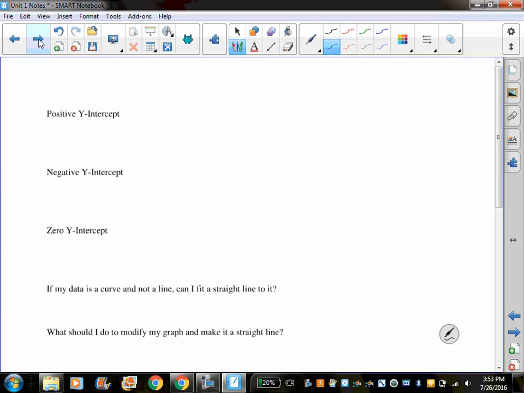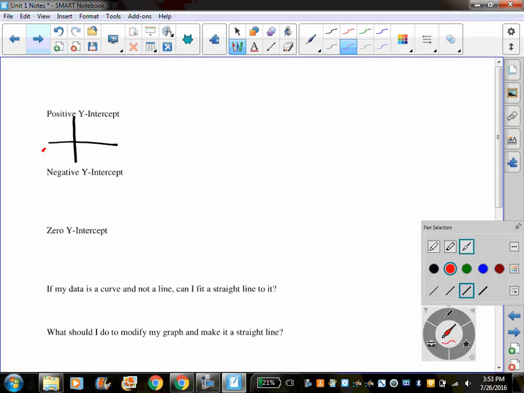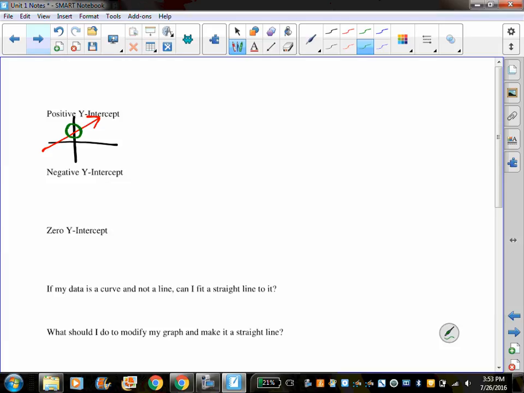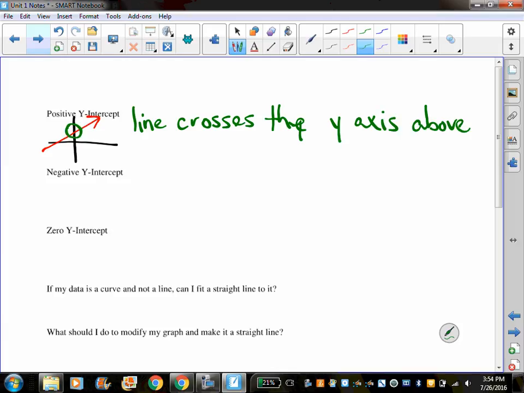Let's move on and talk about positive y-intercepts. So positive y-intercept, we can have a line, and maybe it looks like this. Although it doesn't really matter. It could have a negative slope as well. But really what we want to key in on is that right there. That is a positive y-intercept. The line, ooh, I'm still writing in green. The line crosses the y-axis above the x-axis.